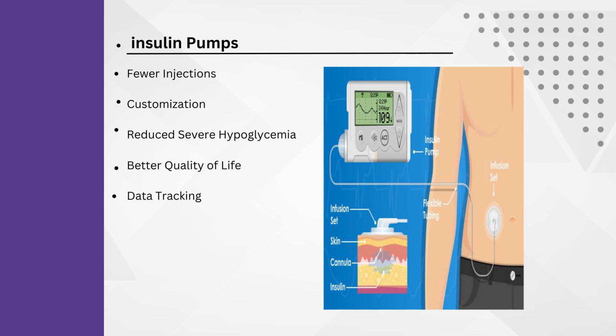Customization. Patients can program different insulin delivery profiles for various situations such as exercise, illness or specific meal times. This customization enhances individualized diabetes management. Reduced severe hypoglycemia. Insulin pumps with continuous glucose monitoring integration can help prevent severe hypoglycemic events by suspending insulin delivery when blood sugar levels are too low.